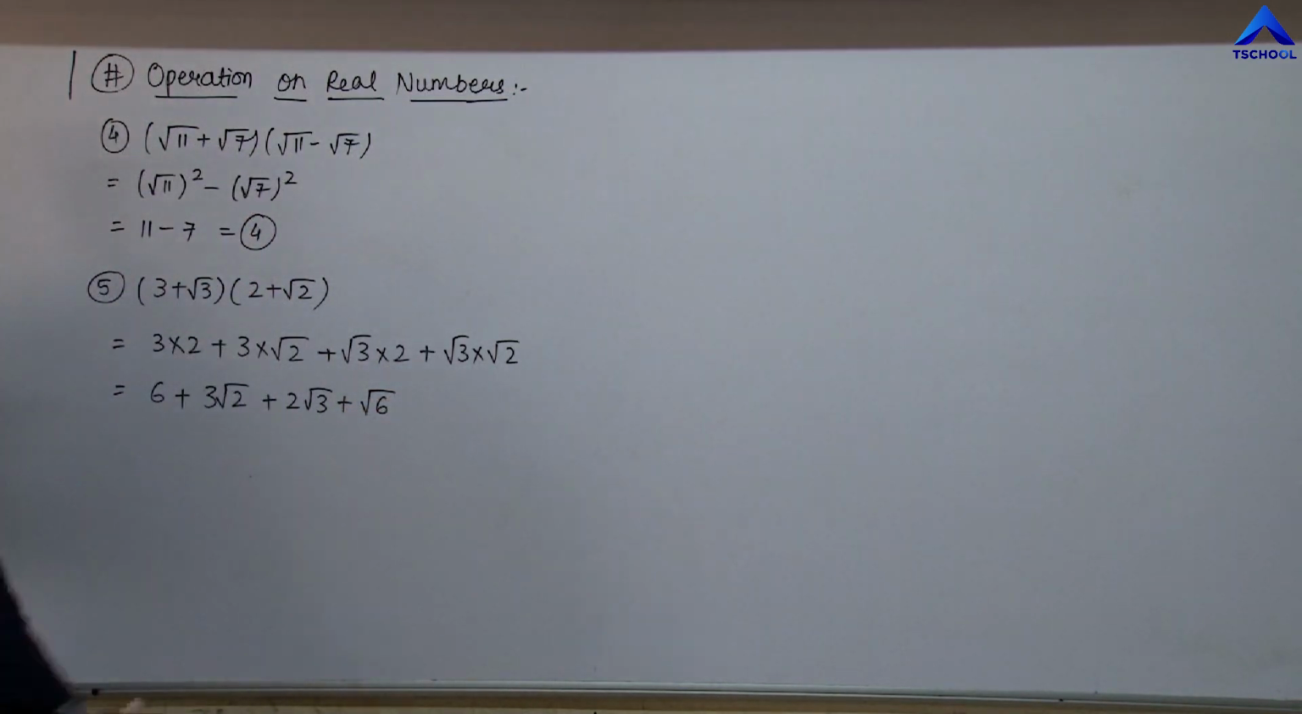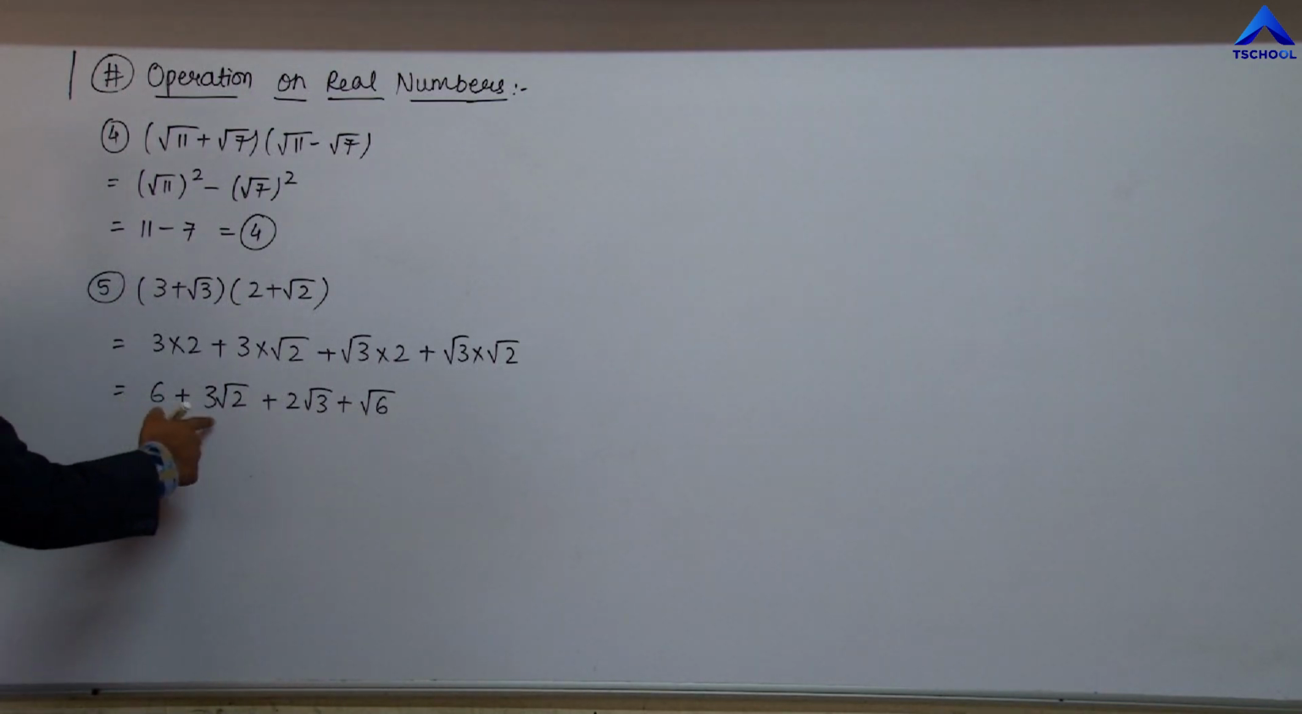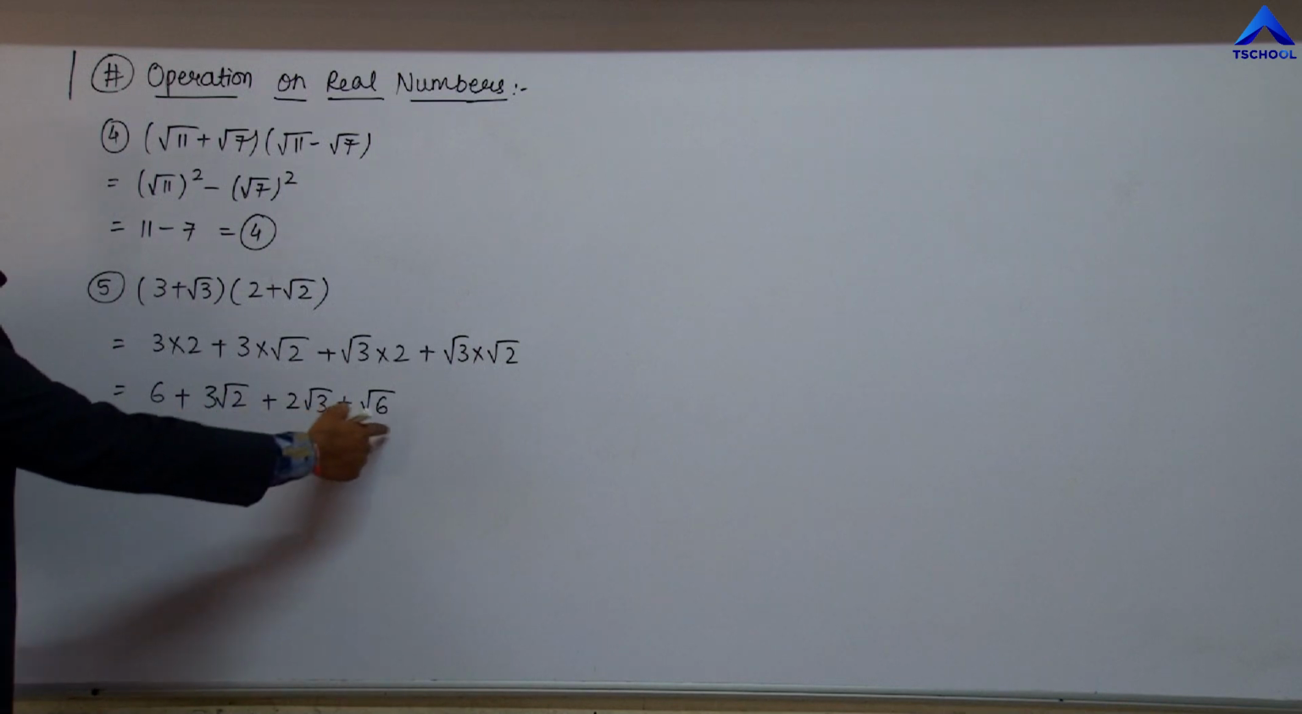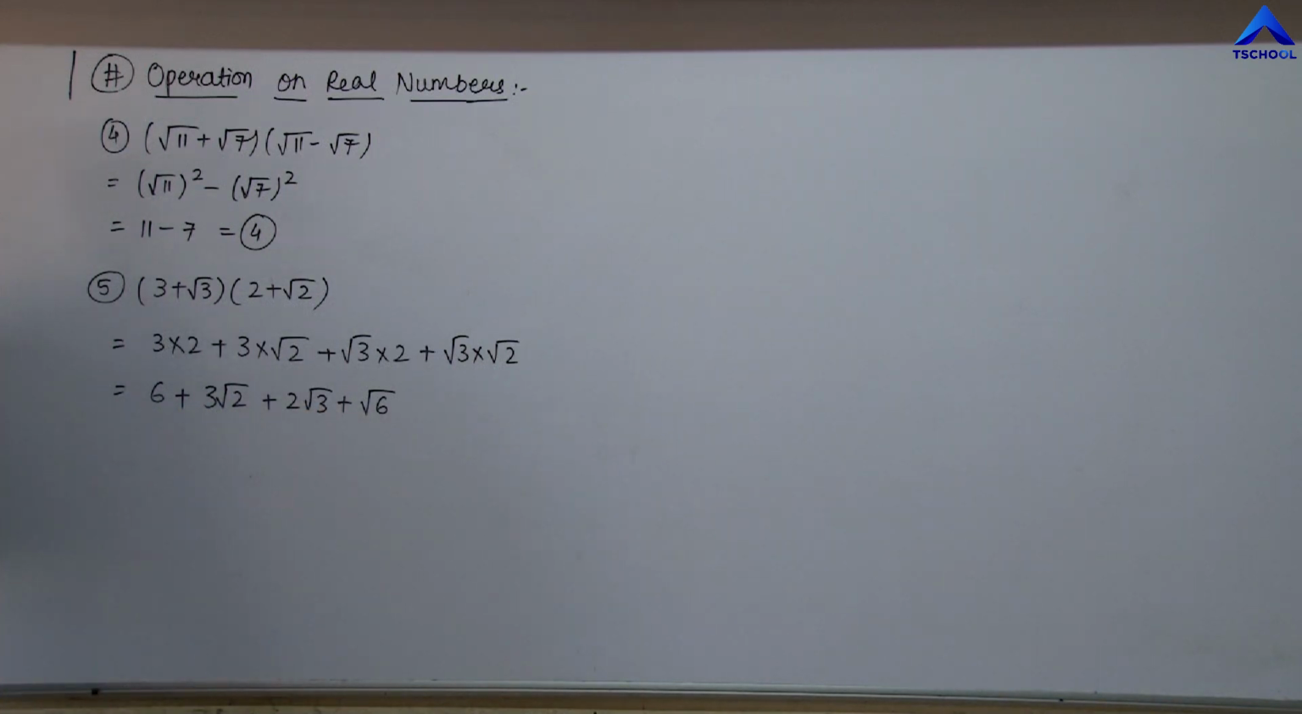So as we discussed in the very first sum here, you cannot further simplify this. Why? Because this is an integer here and these are irrational numbers, so you cannot simply add the irrational numbers which are having different irrational parts.